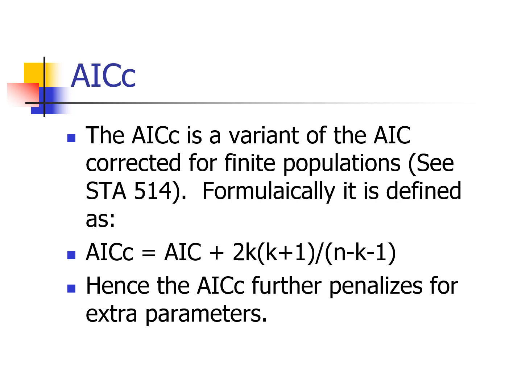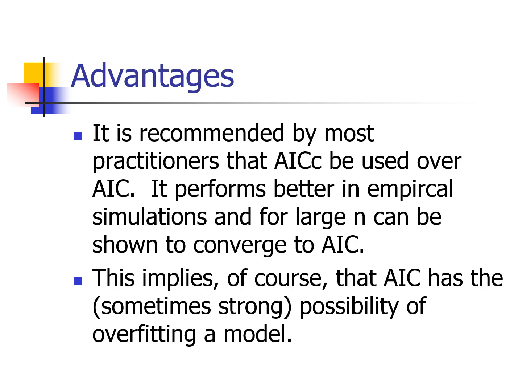And so what are we doing? We're further penalizing for extra parameters. That k is the number of parameters, so adding more k is making the corrected IC even larger. It's penalizing further. It's recommended by most practitioners that the corrected IC be used over the uncorrected IC. It can be shown it performs better in empirical simulations, but for large N, the two converge to one another.